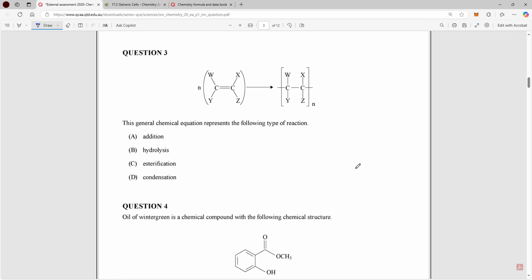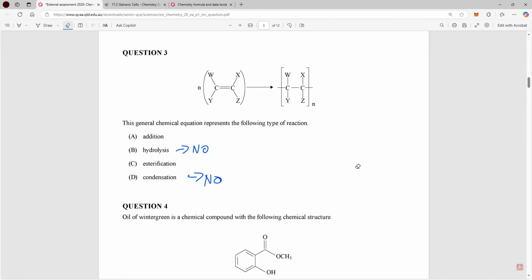So straight away, it's not hydrolysis, and it's not condensation, okay? It's not esterification either, because there is no carboxylic acid present in this equation here, okay? The reason why I know it's addition is because addition typically happens where you have a double bond and you break it into a single bond.